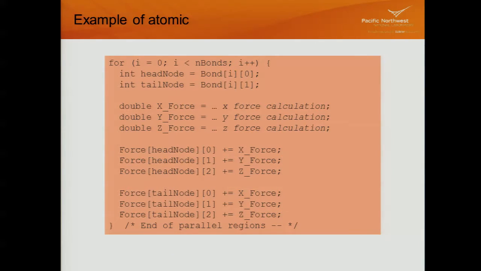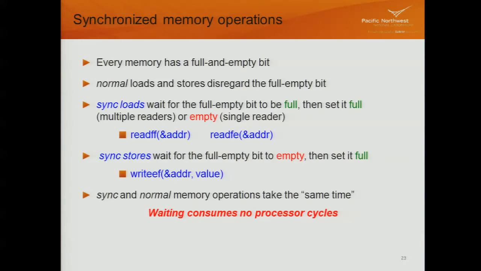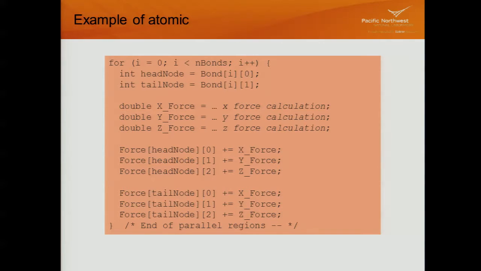Okay, and then I need to add the forces onto the head atom and the tail atom, and so that's a series of reduction operations where I take, let's say, the X field of the head atom and I add X force to it, and then the Y and the Z, and I do the same thing for the tail atom. Okay, so these are reduction operations, but I don't want to lock the whole array, because if I lock the entire array, I'm only going to be updating one atom or a pair of atoms at any one time, and everything else that doesn't affect those 2 atoms will wait unnecessarily.